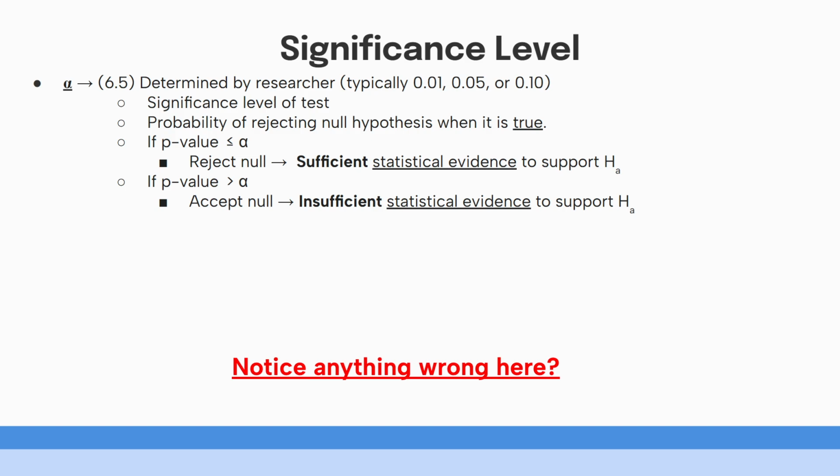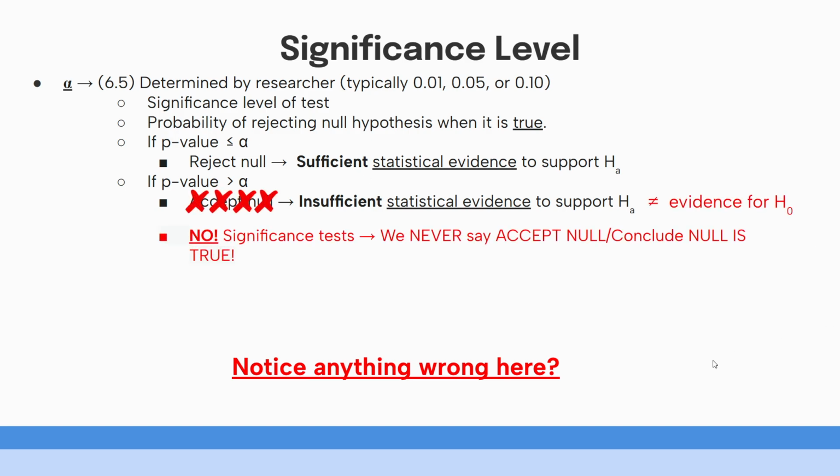So yes, Dragonfire and Dork, you have the best explanation. If you accept null, you can't support HA. That's not really accurate. It's more that you never, ever, ever say accept null. This is wrong. In significance tests, we never say accept null or conclude the null is true. You can't say the null is true.